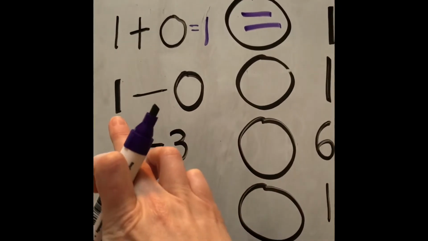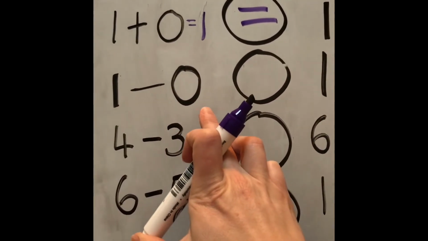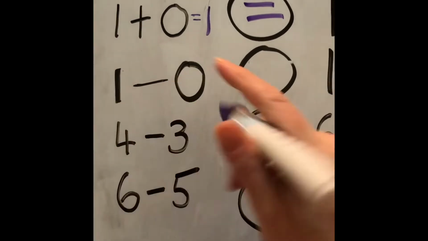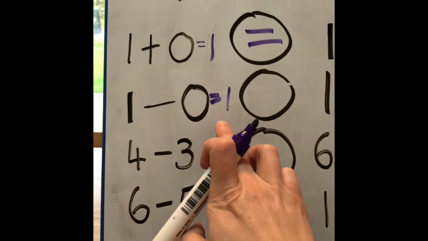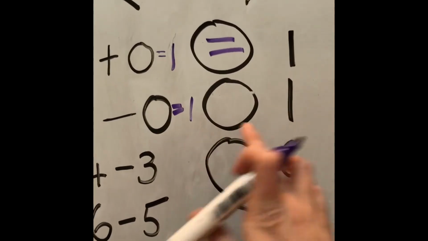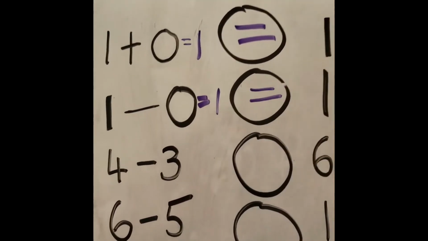Over here, 1, take away nothing. We're taking away nothing from that 1. So we know it's still going to be 1. And again, we're now comparing 1 and 1. They're the same number, so we know we've got to put an equals in the middle.